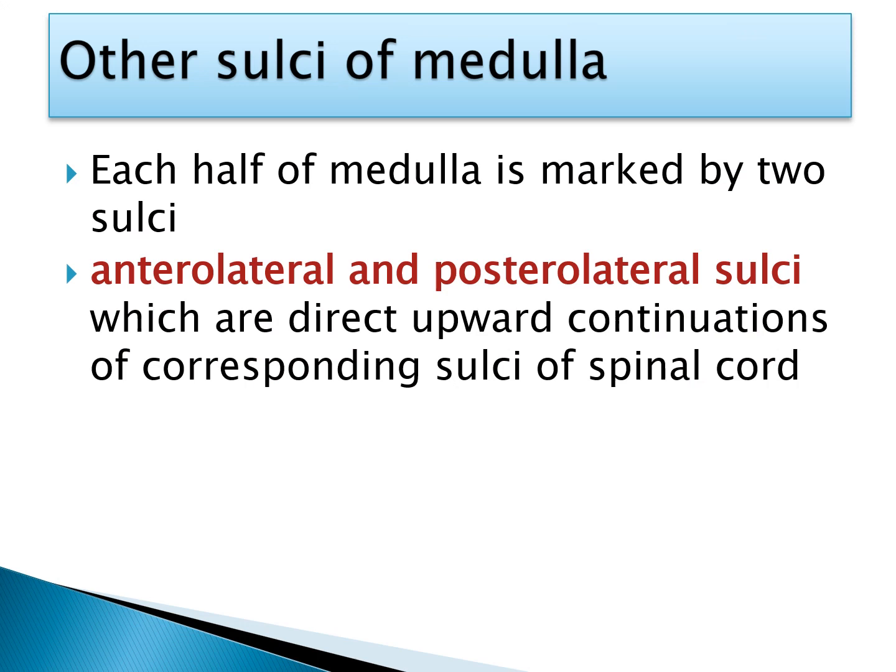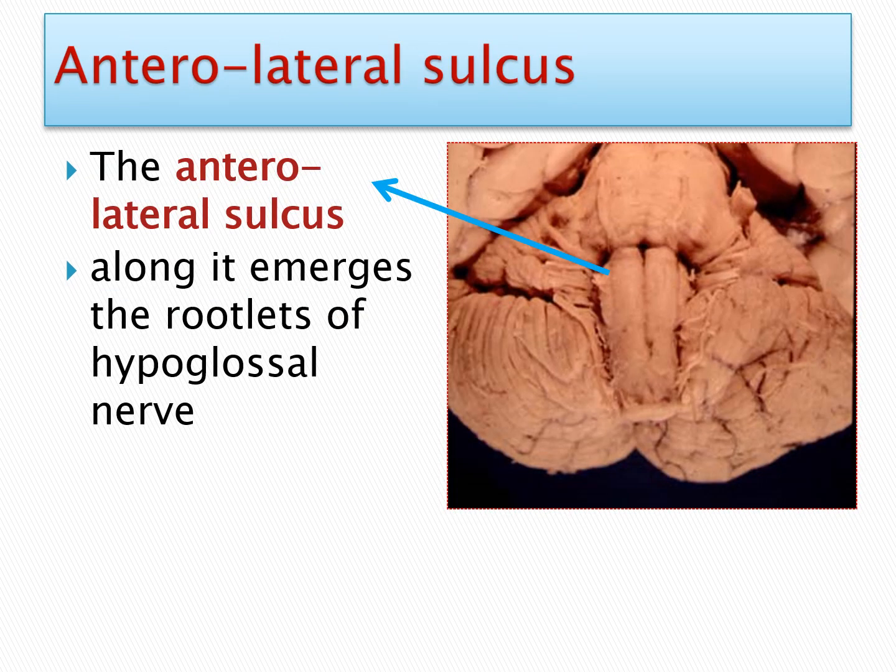Now we will learn the other sulci of the medulla oblongata. Same like as in spinal cord, we have two more sulci, anterolateral and posterolateral sulci, which are the direct upward continuations of the corresponding sulci of the spinal cord. So we have learnt all that same as the spinal cord in the caudal part of the medulla oblongata. So now we have seen this is the anterior median fissure and this is the anterolateral sulcus on either side. So anterolateral sulcus, along which emerges the rootlets of hypoglossal nerve. So here like this, the hypoglossal nerve is coming on both sides.